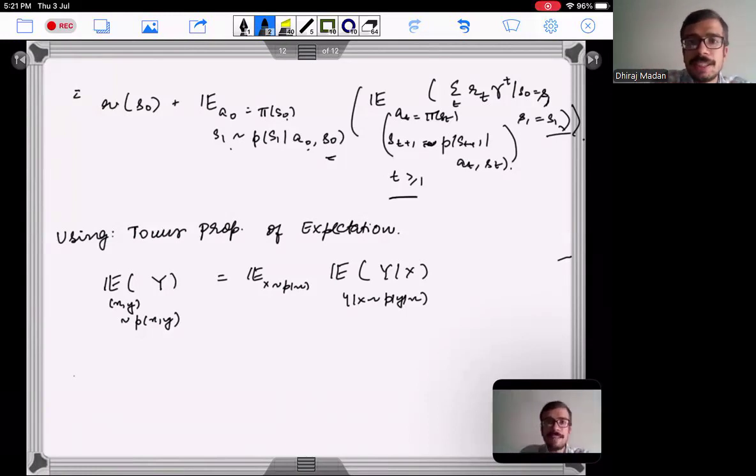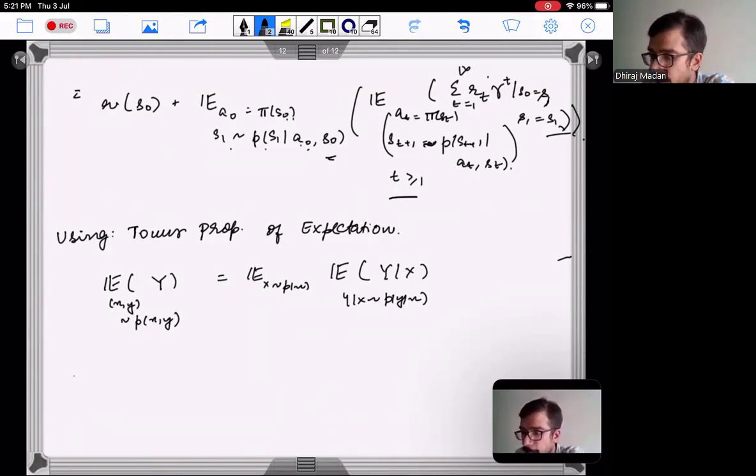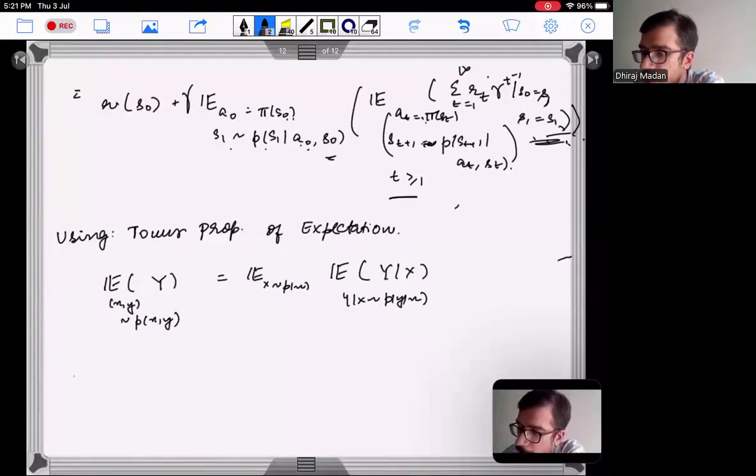So what we have done over here is that, since in this expectation I'm only looking from time step 1 onwards, I can first sample S1, and instead of marginalizing over S1, I then condition on S1 in the inner expectation, wherein I'm computing the expectation of every other quantity except A naught and S. So that's what I have done over here. Gamma I had taken outside, so it's gamma, and then there is gamma to the power of t minus 1.